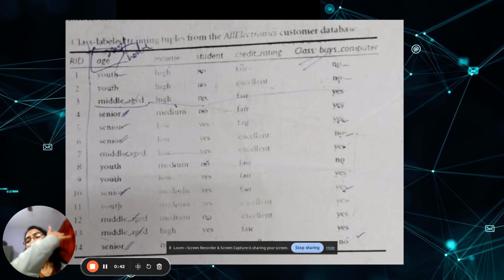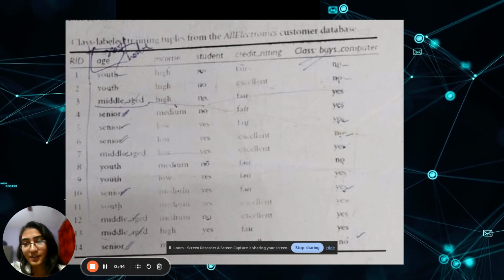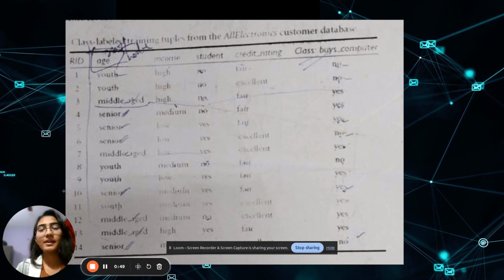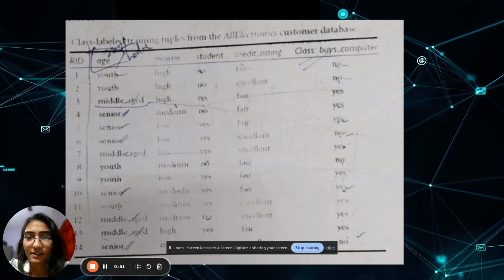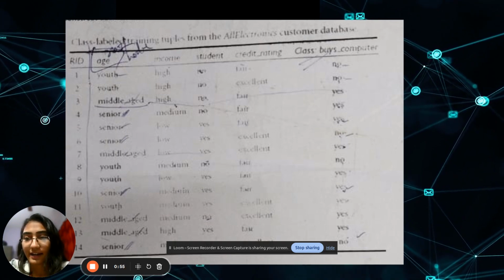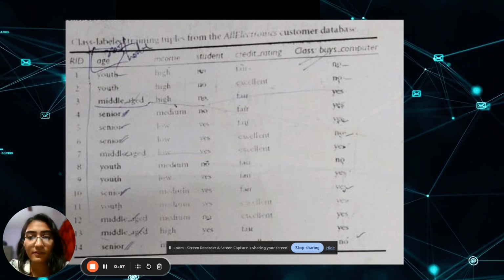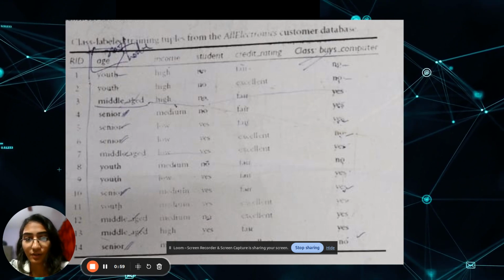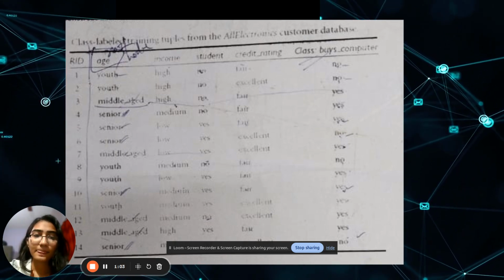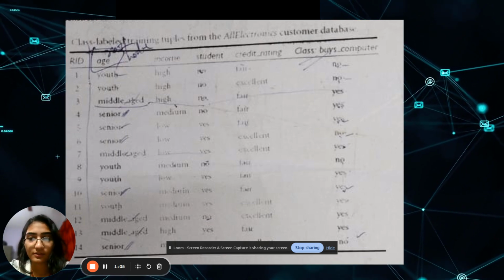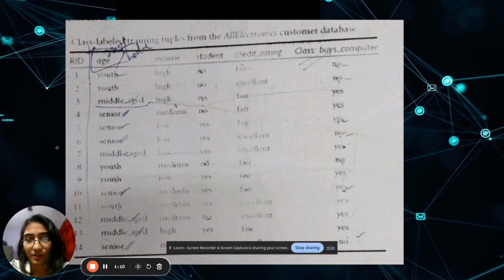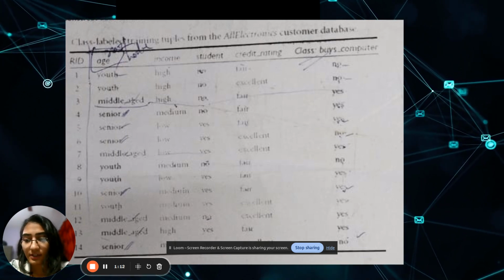Okay, so this is our first question. It is a bit blurry, so please forgive me for that. But yes, here in this data set, we are given the data of a customer with RID, age, income, whether he is a student or not, credit rating, and then whether he is going to buy a computer or not. So there are two classes, C1 and C2.